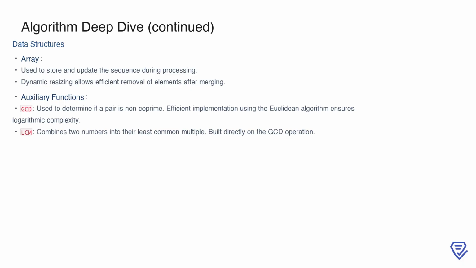Two key auxiliary functions are used. The GCD function determines whether two numbers are non-coprime, leveraging the Euclidean algorithm for logarithmic efficiency. The LCM function, which combines two numbers into their least common multiple, is directly built on the GCD function. Together, these tools enable the algorithm to process the array systematically and ensure correctness.